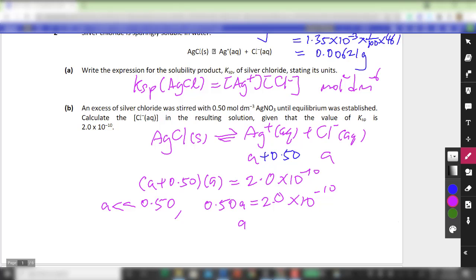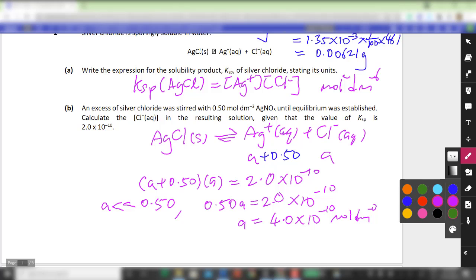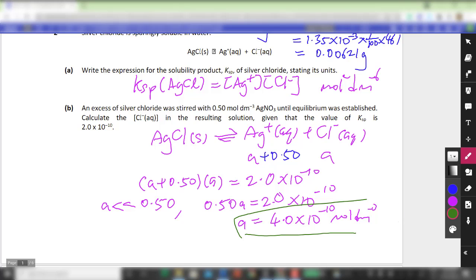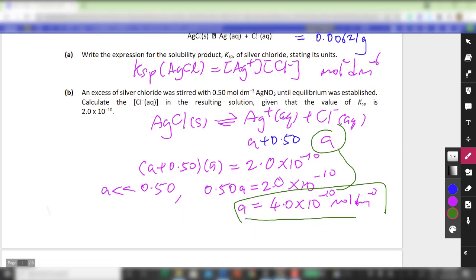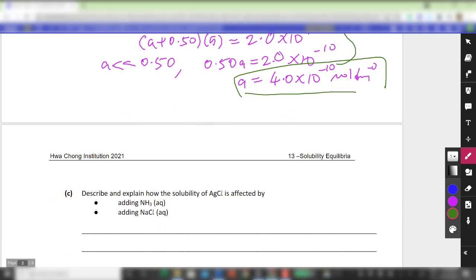And then of course here a will be equal to 4.0 times 10 to the power of minus 10 mol per dm cube. So this will be the concentration of chloride at equilibrium when silver chloride is added to 0.5 mol per dm cube of silver nitrate. Okay, so I think that should be fine.